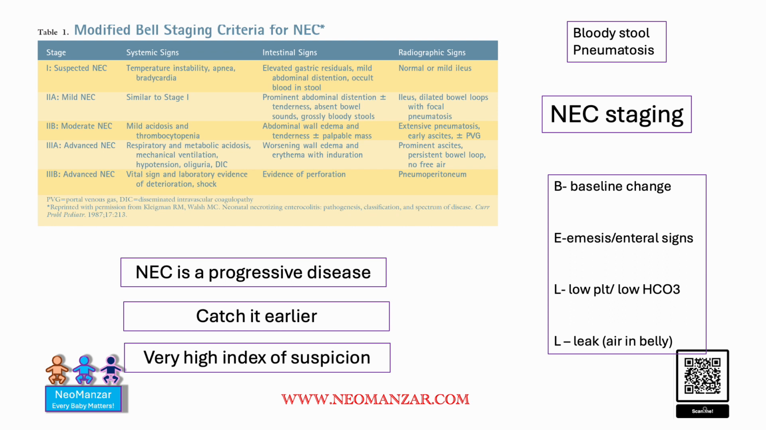NEC is most of the time associated with bloody stool and pneumatosis. So staging is based on Bell criteria. Basically, BELL is baseline change, emesis and enteral signs, low platelets, low bicarb, and leak, which is pneumoperitoneum. The thing to remember is it's a progressive disease. Please catch it earlier, and keep a very high index of suspicion as we noticed in the previous cases.